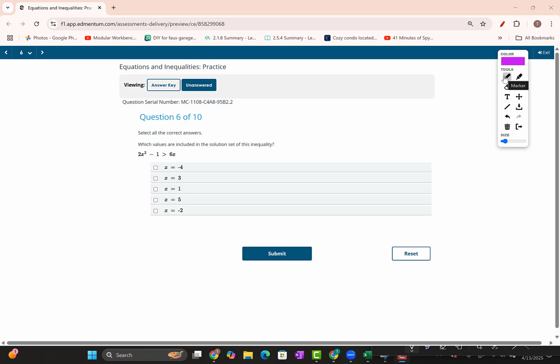So our first step is we want to put this in standard form. So we want to move all of our terms to one side so that this problem is ax squared plus bx plus c, in this case, is greater than 0. So that just means we need to move the 6x to the other side of this problem. Think about it. If 6x is positive on the right-hand side, when we move it to the left side, it's going to become negative.